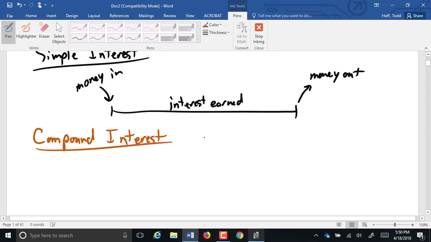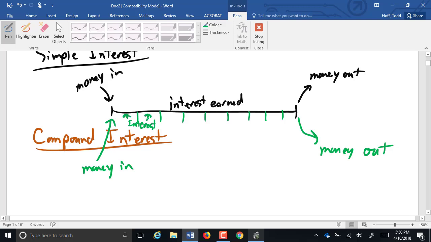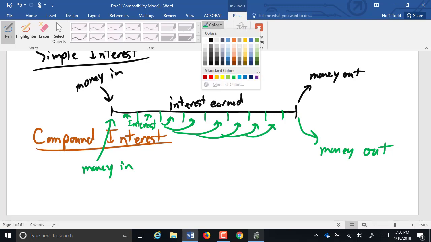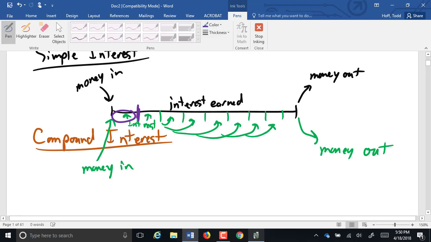Compound interest, you still only have money coming in at the beginning and money coming out at the end. There's no other payments in the middle there. But rather than the interest being calculated over one long period, the interest is calculated over several preset periods. And that's what the compound means: any interest earned in this first period now becomes part of the principal for the second period, and you earn interest on top of that.